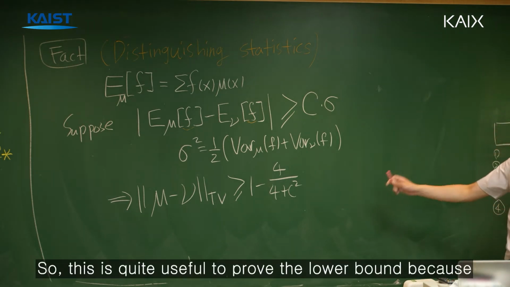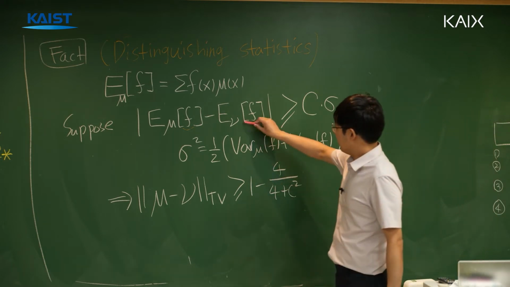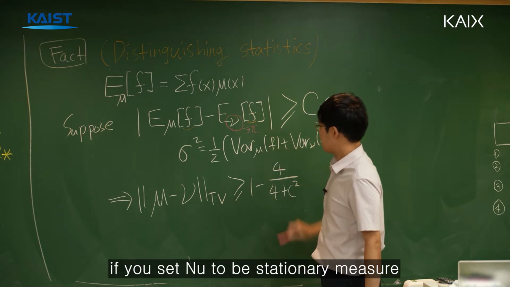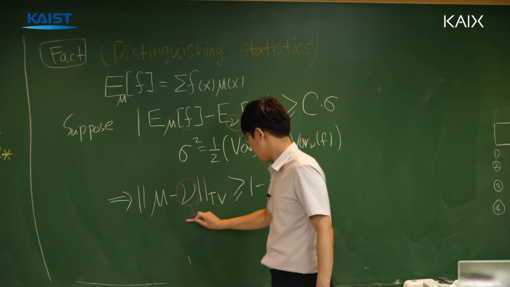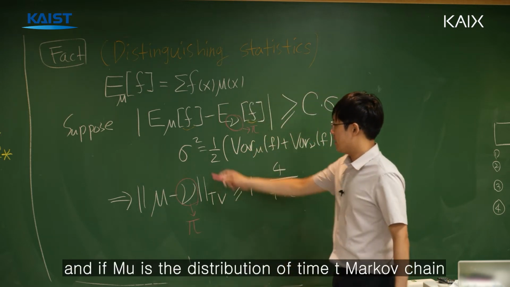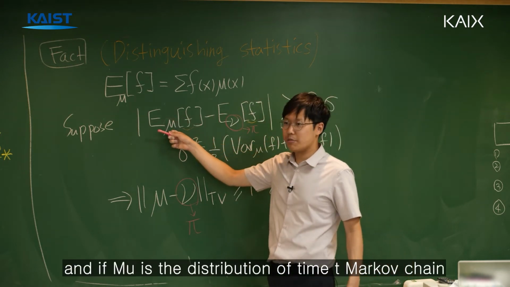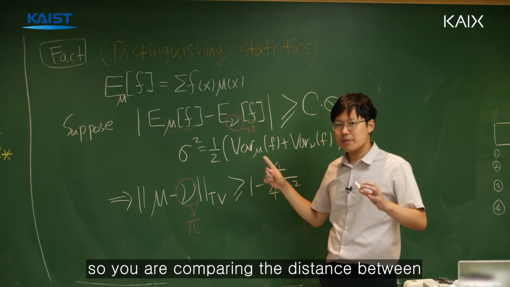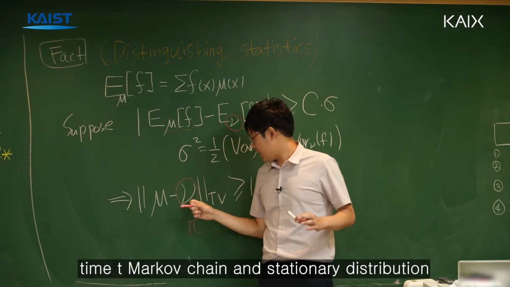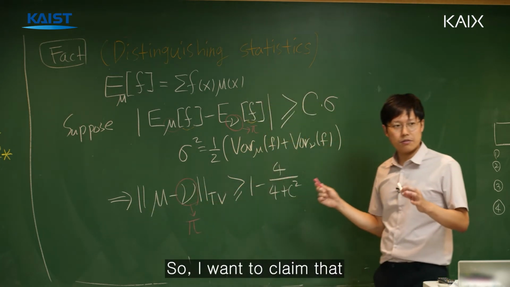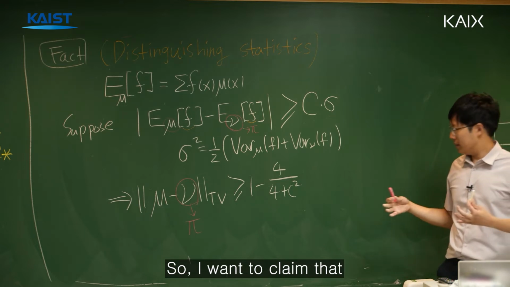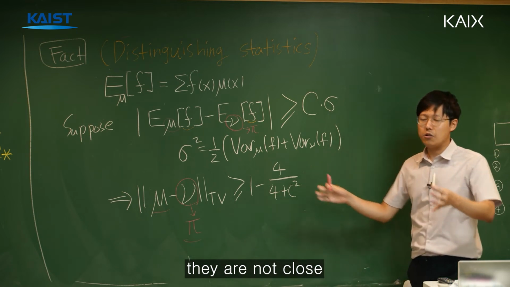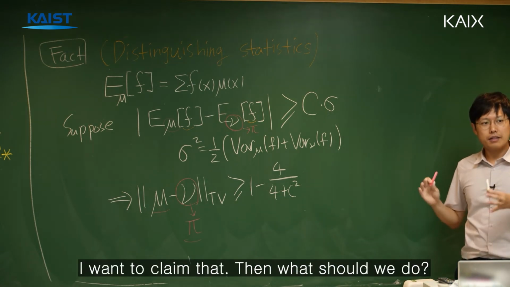This is quite useful to prove the lower bound, because if you set nu to be the stationary measure, and mu is the distribution of the time t Markov chain, then you are comparing the distance between the time t Markov chain and the stationary distribution. I want to claim that they are not close. Then what should we do?